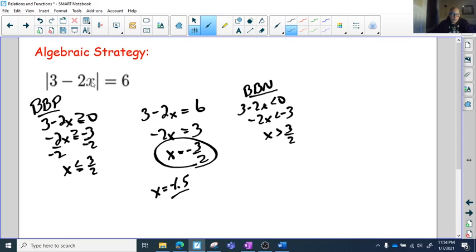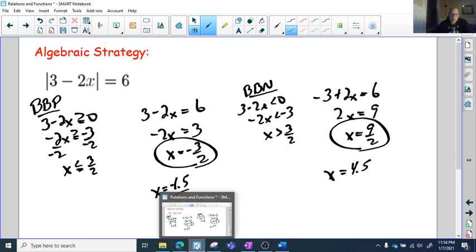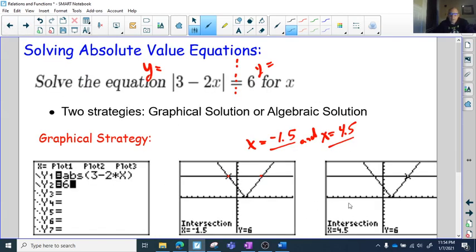So like before, if between here is negative, and I'm going to solve it without those bars on it, I need to take the negative of it to switch it to a positive. So it's going to become -3 plus 2x is equal to 6. 2x is equal to 9. X is equal to 9/2, which is bigger than 3/2, so that answer would also be accepted, and that's 4.5. If you remember back here on our sketch, the other answer was 4.5.